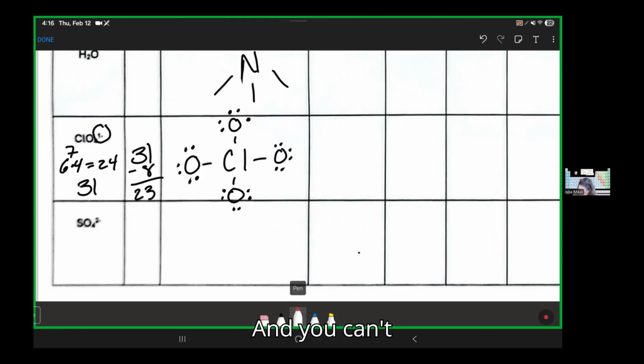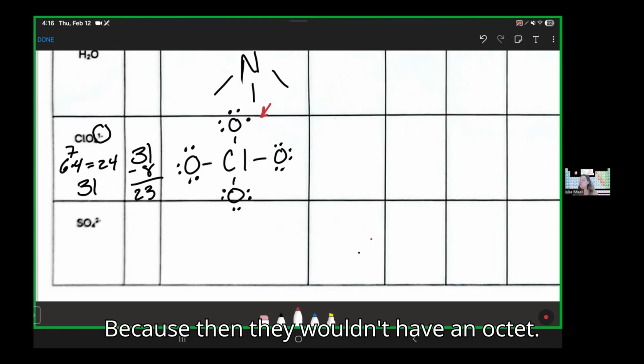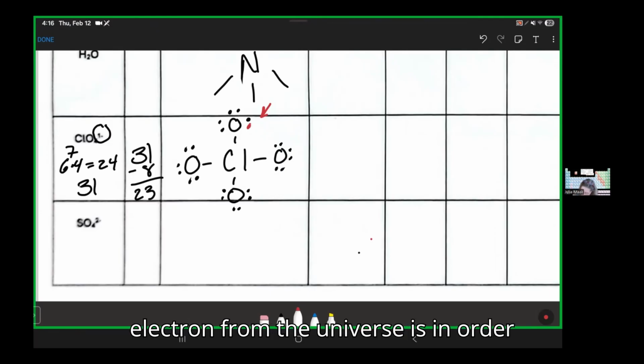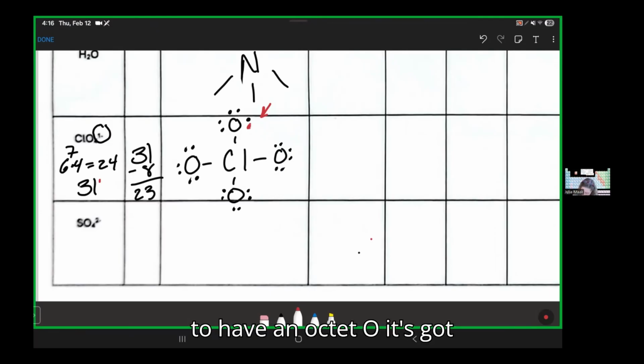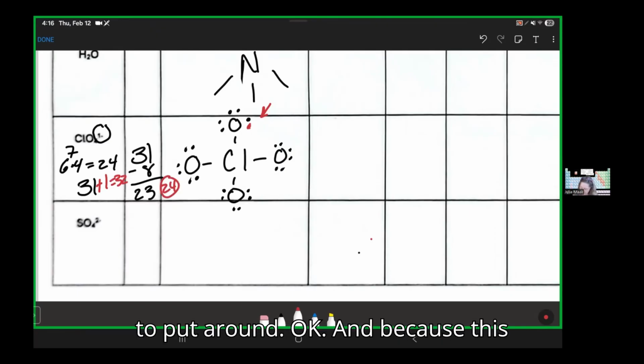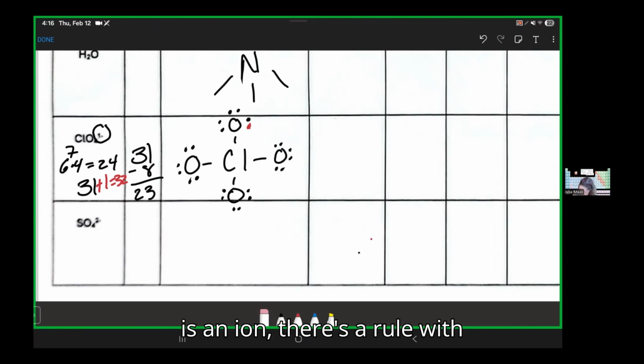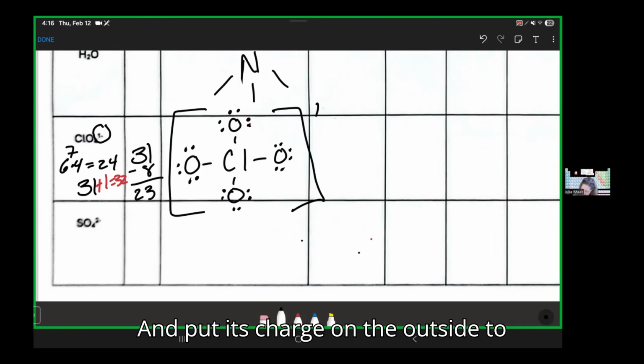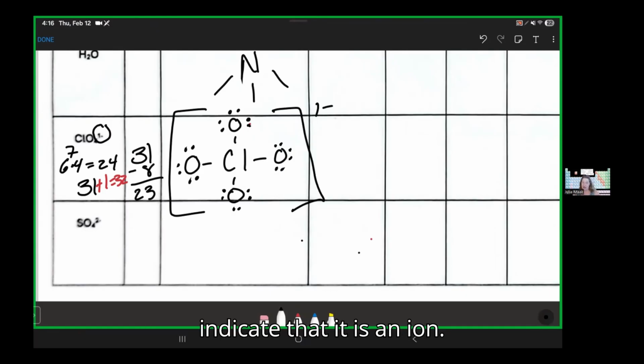Okay, so you see that oxygen does not have an octet. Okay, and you can't take an electron from anybody else because then they wouldn't have an octet. So this is why that gains an electron from the universe, in order to have an octet. So he's got 32, we would have had 24 here to put around. Okay, and because this is an ion, there's a rule with ions, is you have to put it in brackets and put its charge on the outside to indicate that it is an ion.